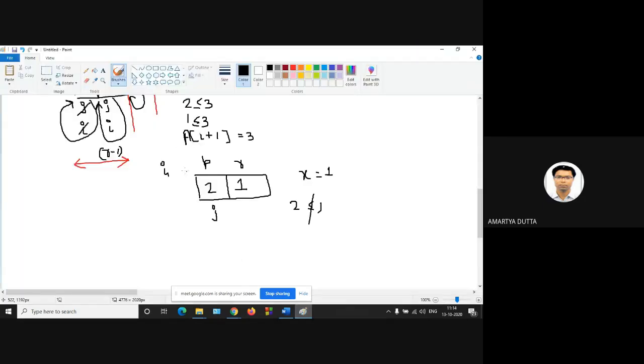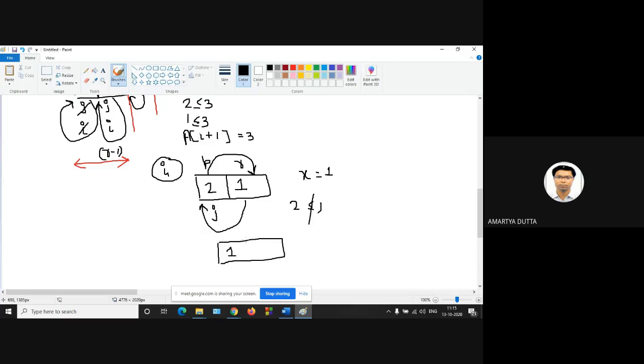So what will be the AI plus 1 value? I is now at A of 0, that's 2. So AI plus 1 is exchanged with AR, so 2 is exchanged with 1. Your new array is now 1 2.